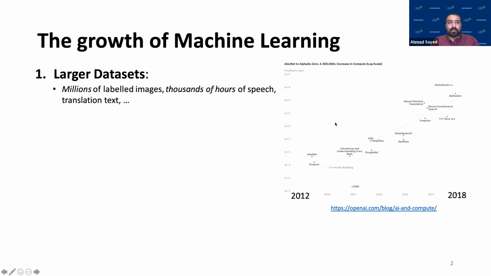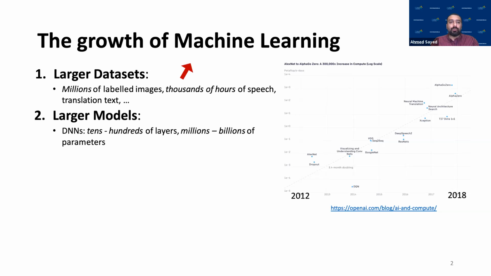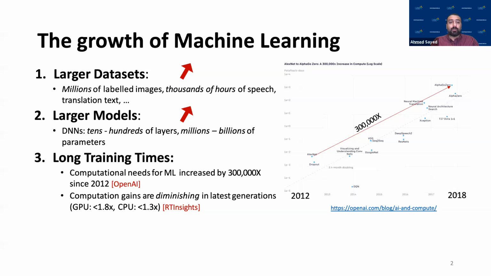The recent growth of machine learning has led to several things. Larger data sets, we are now using ever-growing larger data sets, and therefore we are also using larger models to train on these large data sets. Therefore, training these large models and datasets takes a significant amount of time. As reported recently by OpenAI, computation needs have increased by 300,000x since 2012. And the computation gains of the latest hardware generations are not able to keep up with this.